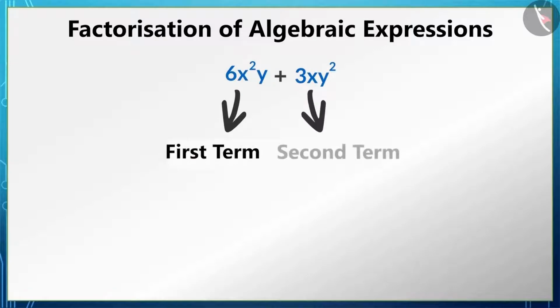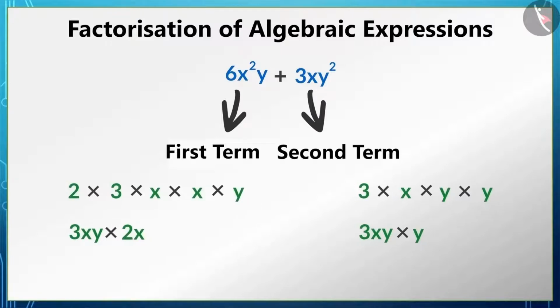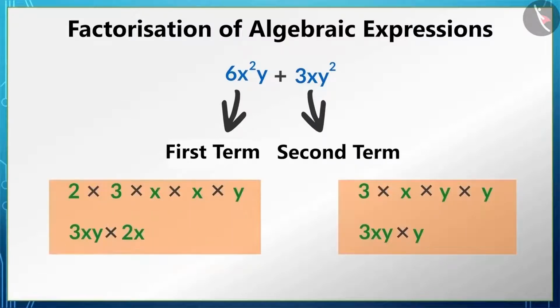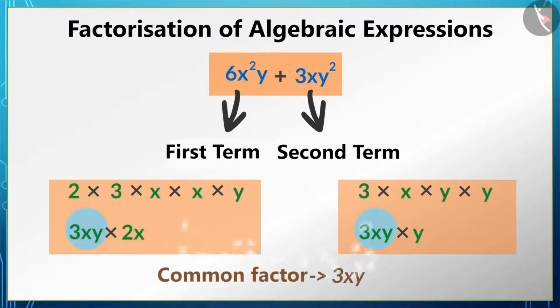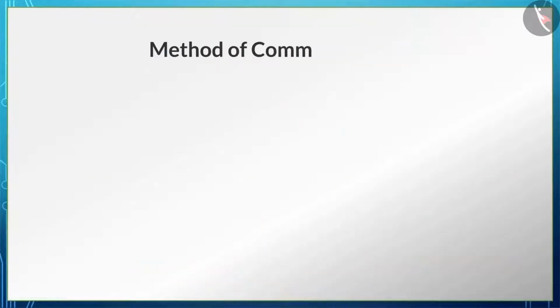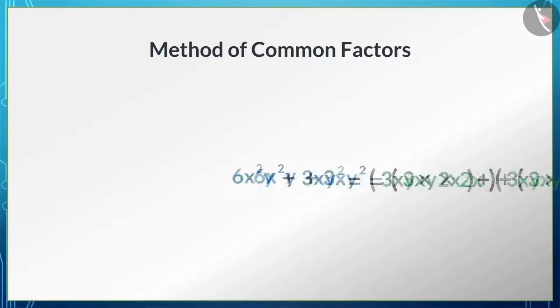This algebraic expression has two terms. We can express both terms in the form of its factors. Now, can you find common factors here? We can see that 3xy is common in both the terms. So, the common factor of the terms 6x square y and 3xy square is 3xy. Now we can write this algebraic expression as a factor of its terms in this way.